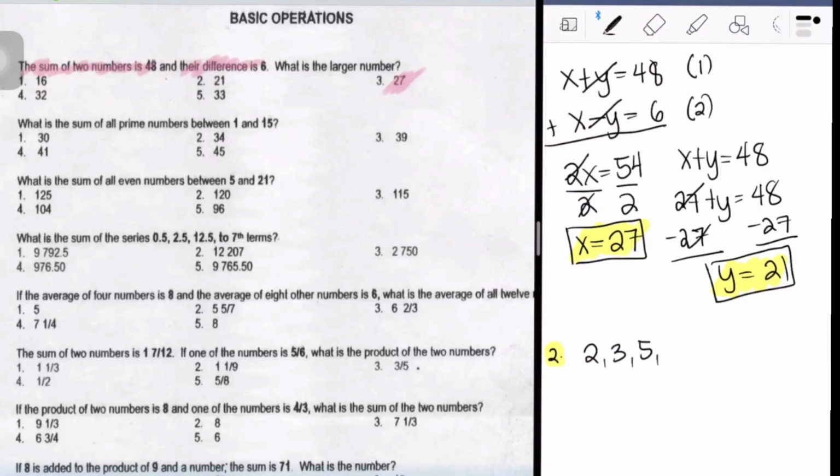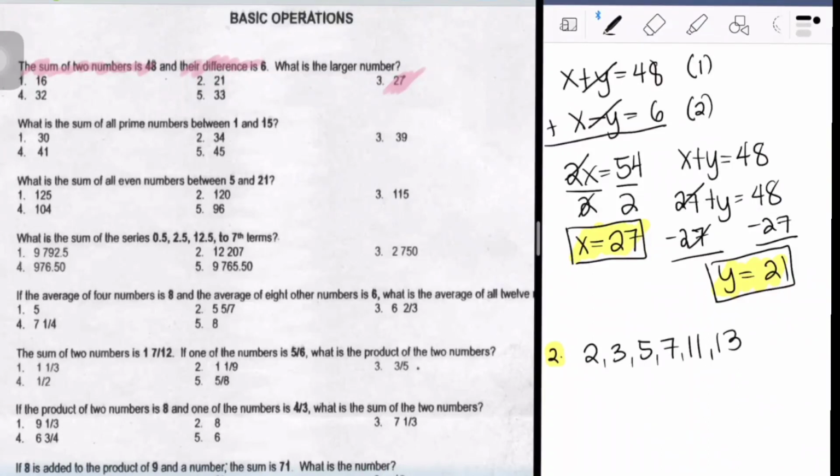So 5 is included kasi that's 5 times 1. 6 is not included kasi 6 times 1 and 3 times 2. So hindi siya prime. So we'll use 7. 7 times 1 is 7 and wala na pong ibang factor aside from that, no? Then we have 8, not a prime number. 9, not a prime number. 10 is not a prime number. 11. Okay, 11 is a prime number and also the last one is 13. So these are the prime numbers na mayroon between 1 and 15.